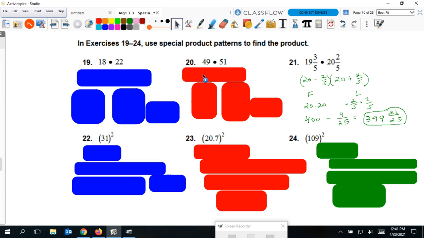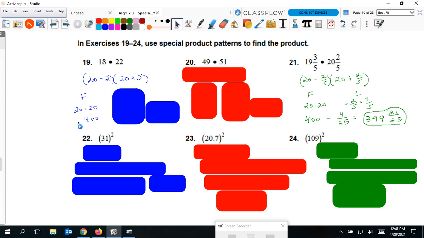All right, checking your answer for 19: these are both 2 away from 20. 20 minus 2 is 18, and 20 plus 2 is 22. So 20 times 20 is 400 for the first terms. 2 times 2, positive times negative, is negative 4. So 400 minus 4 is 396. You should have gotten 396 for that one.